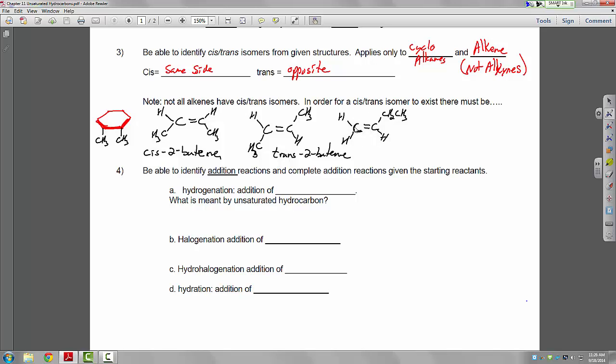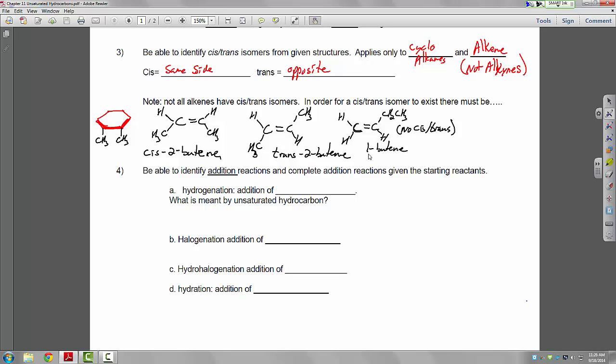What is the name of this? Well, we've got 1, 2, 3, 4 carbons in a row. The double bond is between carbons 1 and 2. So this is 1-butene, and there is no cis-trans. It's simply 1-butene. No cis-trans isomers exist for this.